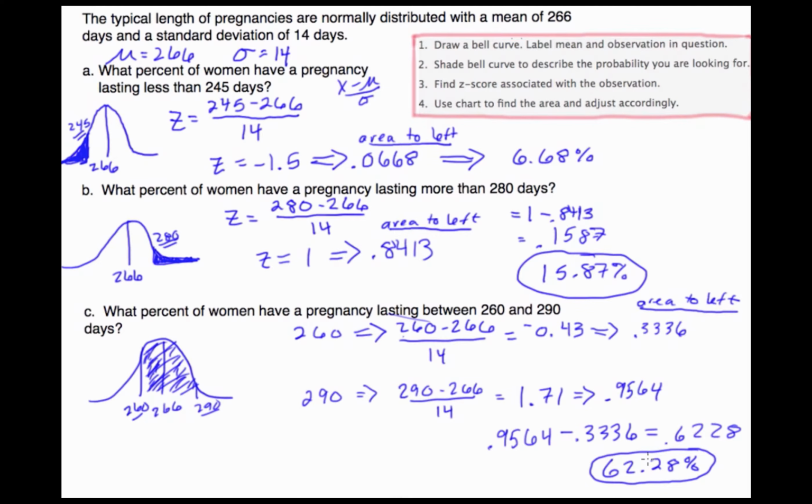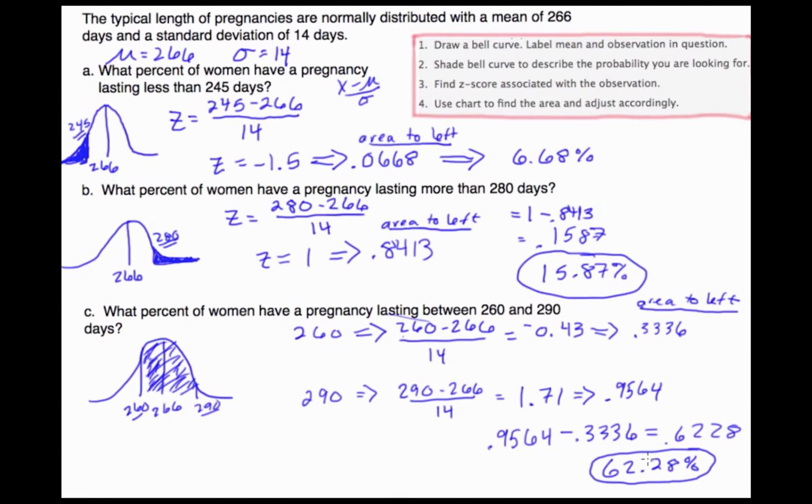In my last video, I completed these three problems. We were told that the mean length of pregnancy had a mean of 266 days with a standard deviation of 14, and we completed these three problems, calculating probabilities and thus percentages associated with various days. What I'd like to do in this video is to use StatCrunch to show you how we can get these same solutions.